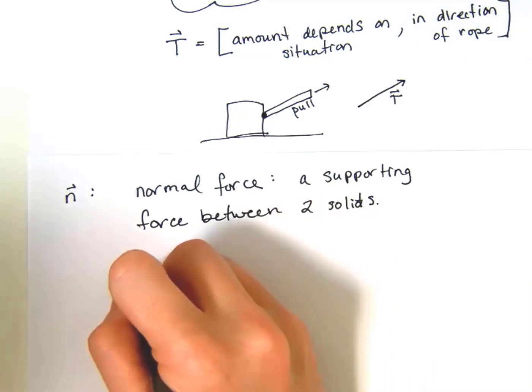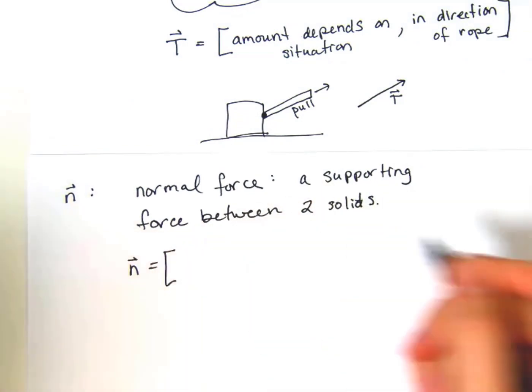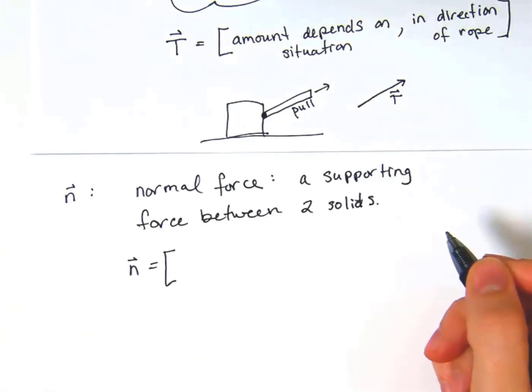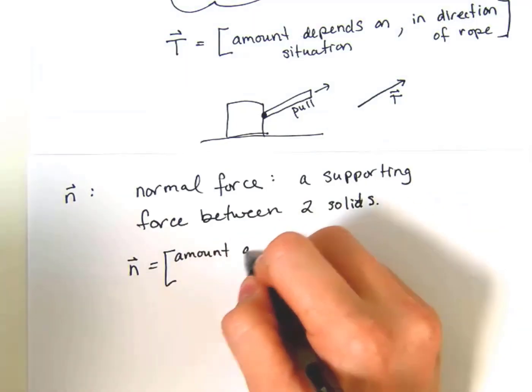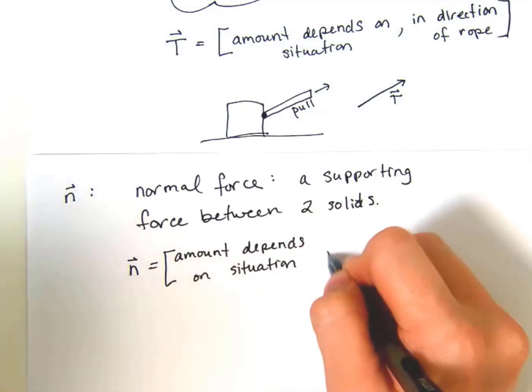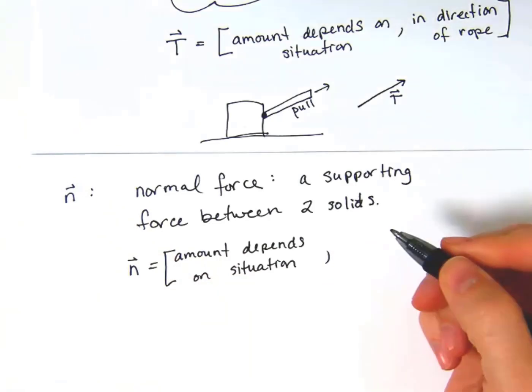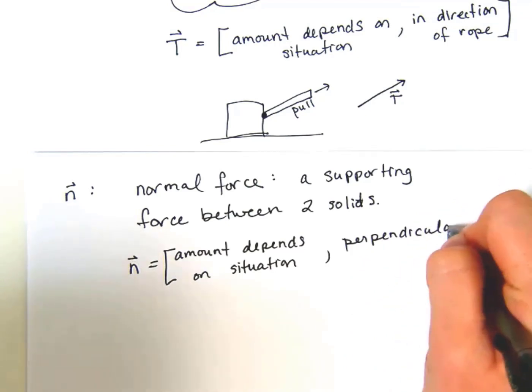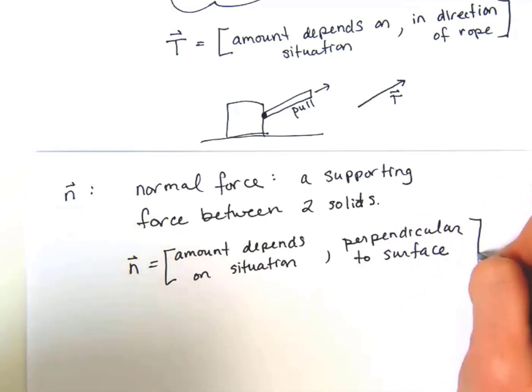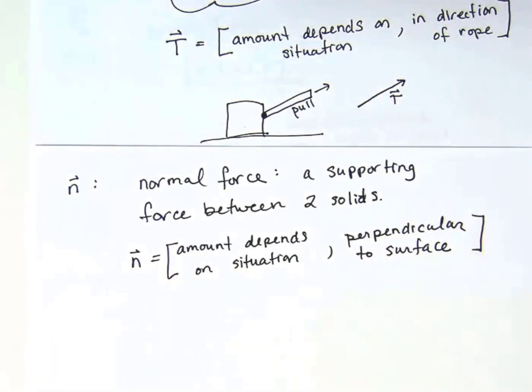So the normal force, and I can't give you an equation just to calculate the amount of this again. The amount really depends on the situation. But the direction is going to always be perpendicular to the surface, which is why it's called the normal force. In math class, normal means perpendicular. So the normal force is always perpendicular. It's defined that way.